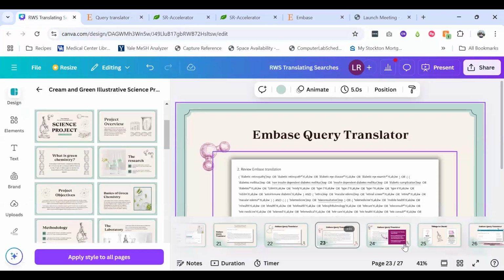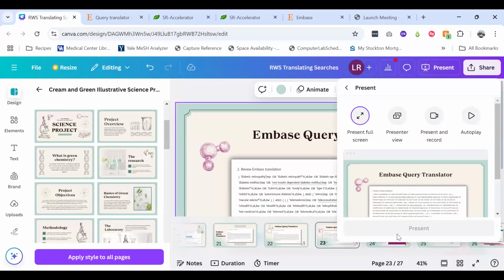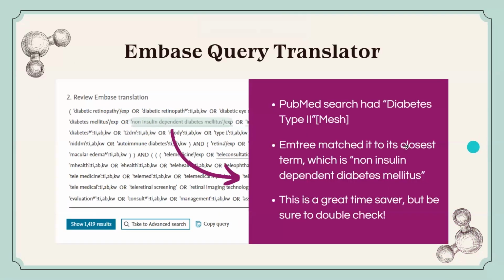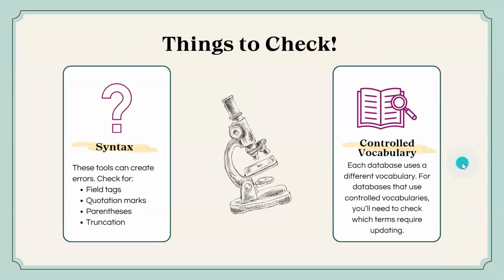Okay, so let's go back here to my slides. This is just kind of reminders on what it's doing. You can see that this one was underlined gray, like I mentioned. These slides you can come back to and review some of the things I highlighted today. Things to check: syntax, which I've been saying the whole time. Check your field tags, so those are title, abstract, keyword. Check your quotation marks. Make sure those are all correct. Make sure there are no duplicates.